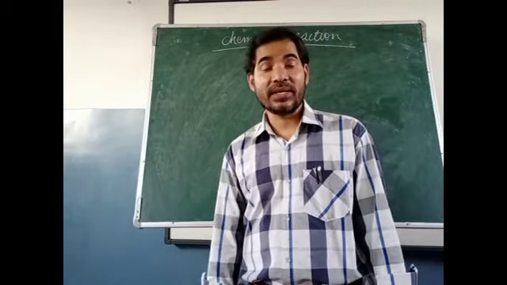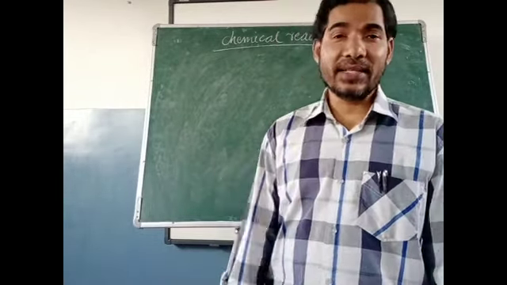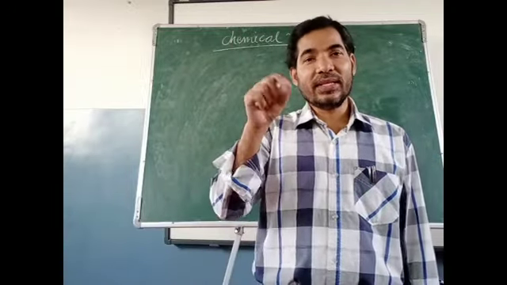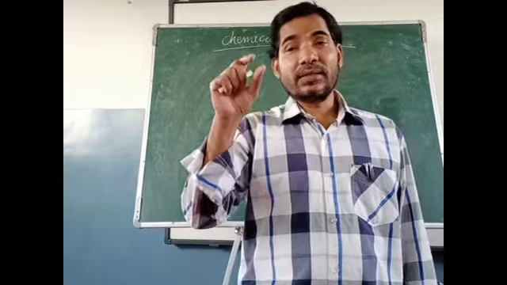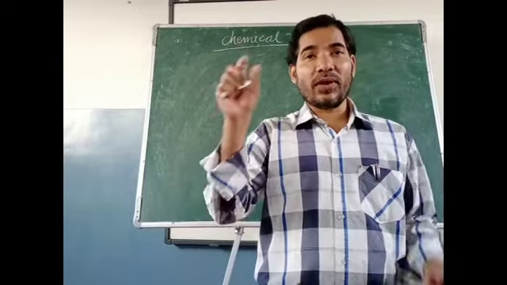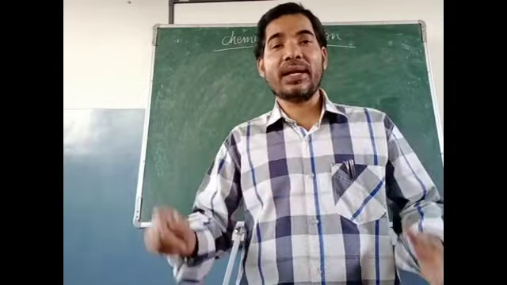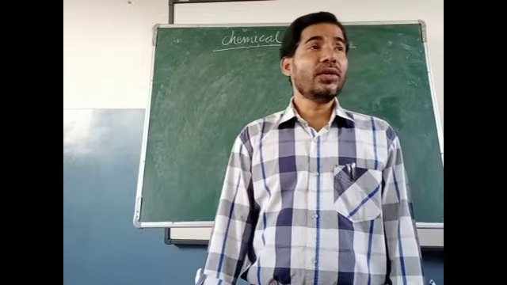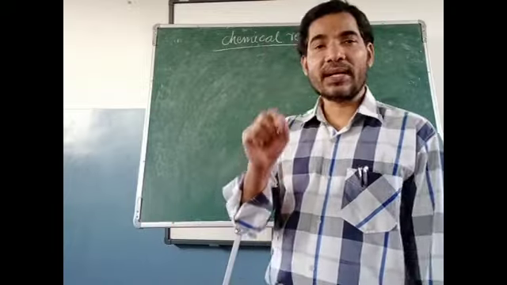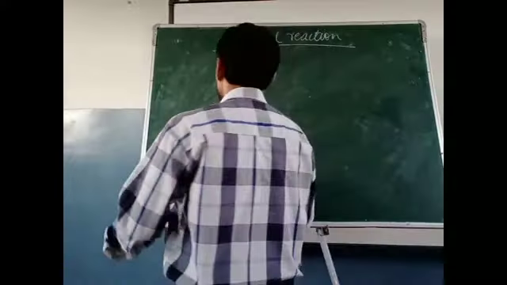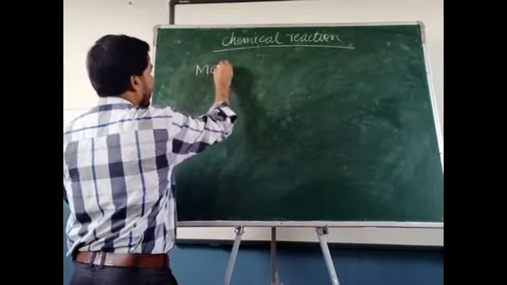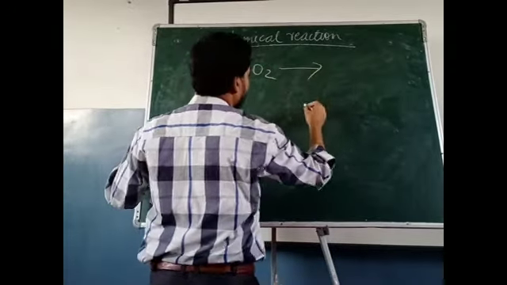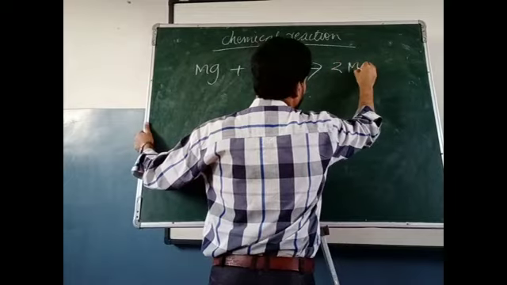First, what is chemical reaction? A reaction in which a new substance is formed. We can say if in a reaction a chemical property of our substance gets changed permanently, then it is called chemical reaction. To understand it, we will take an example. For example, Mg plus O2, means magnesium plus oxygen gives magnesium oxide.